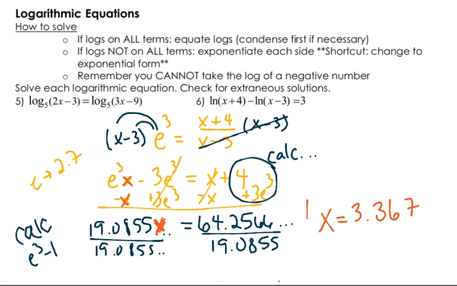3.367. Now, I am saying to check for extraneous solutions. You can't have a negative number after log. If you were to plug 3.367 in here, 3.3 plus 4 is not going to be negative. We're good to go. And then if I plug it in here, 3.3 minus 3, I'm still okay. I don't have a negative number after log, so we're good.